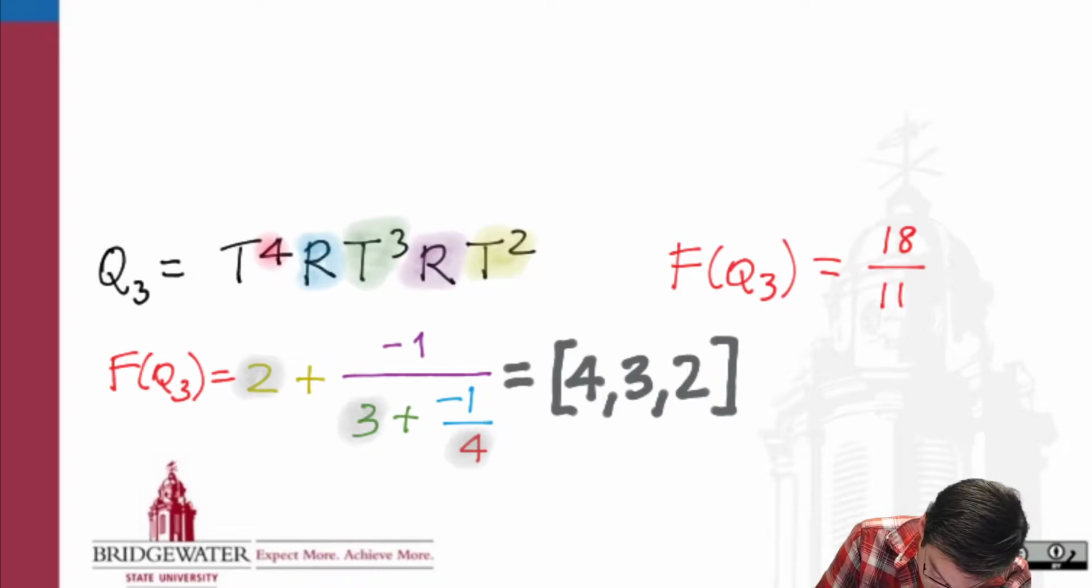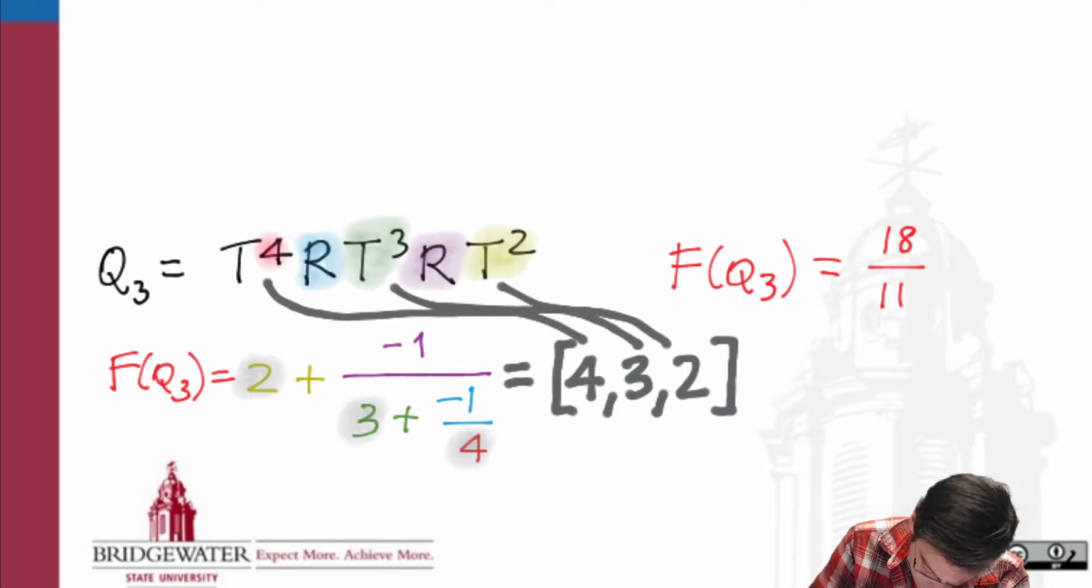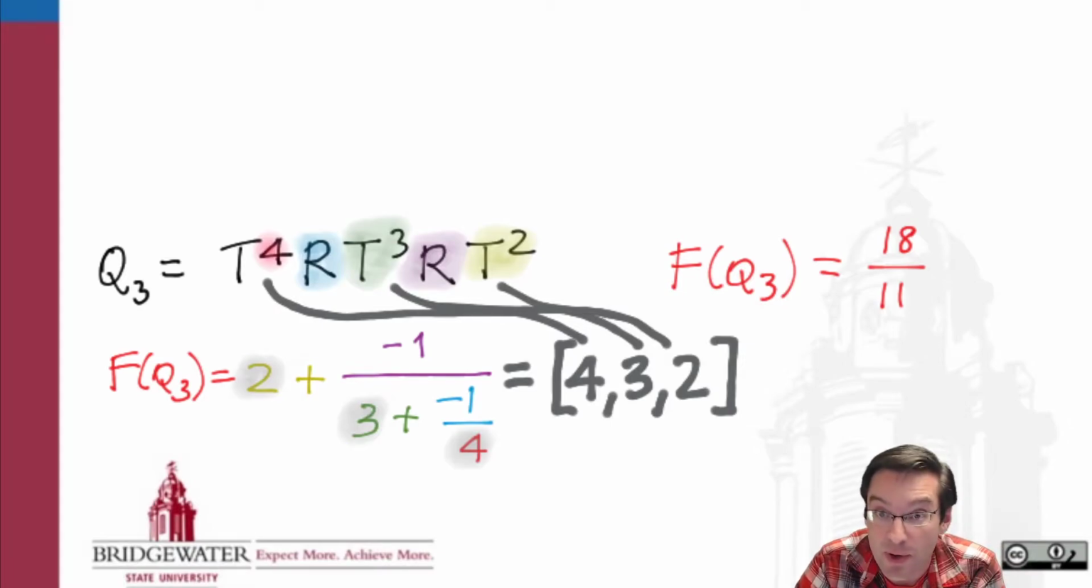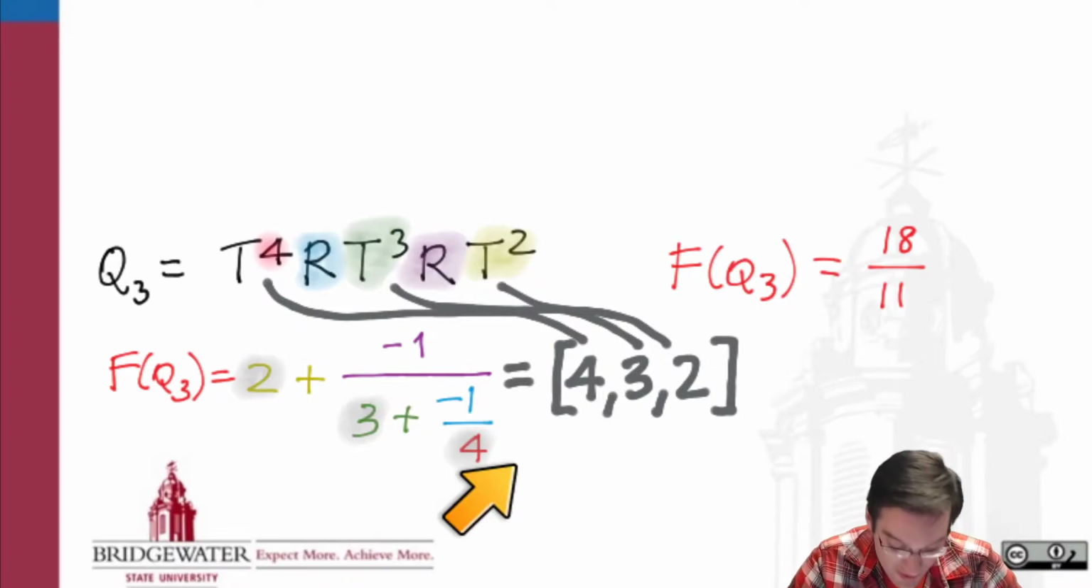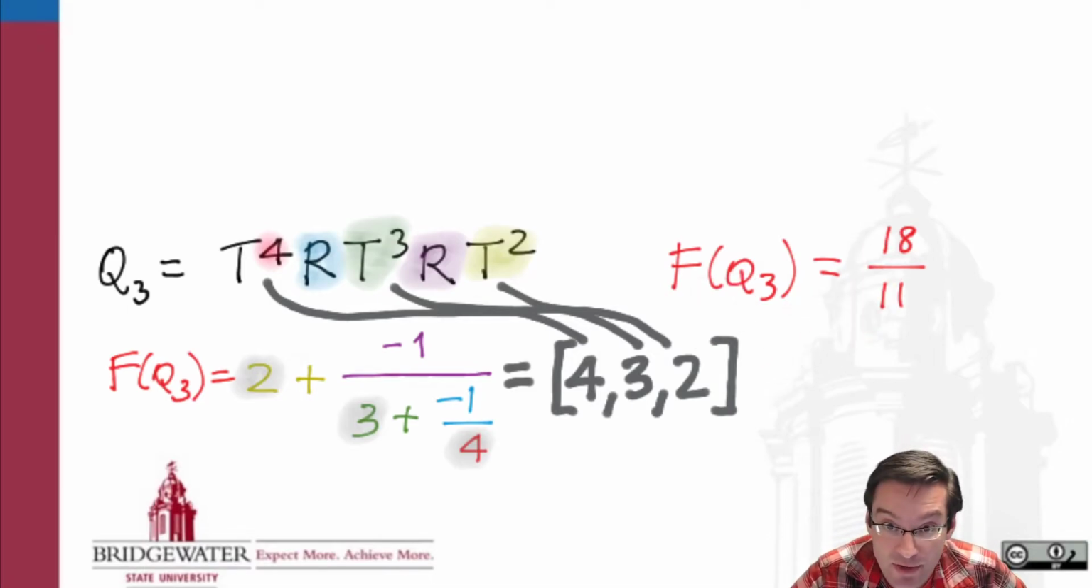And you'll also notice that 4, 3, and 2 were exactly the exponents on how many twists that we had in the original rational tangle word representation of our tangle. And when we simplify this all out, we get a single rational number, 18 over 11.